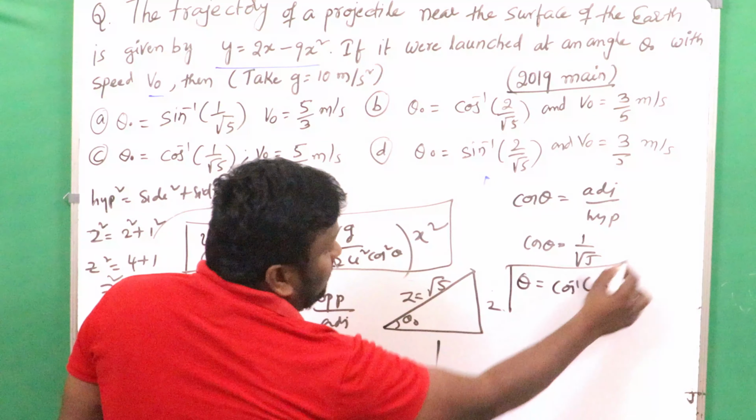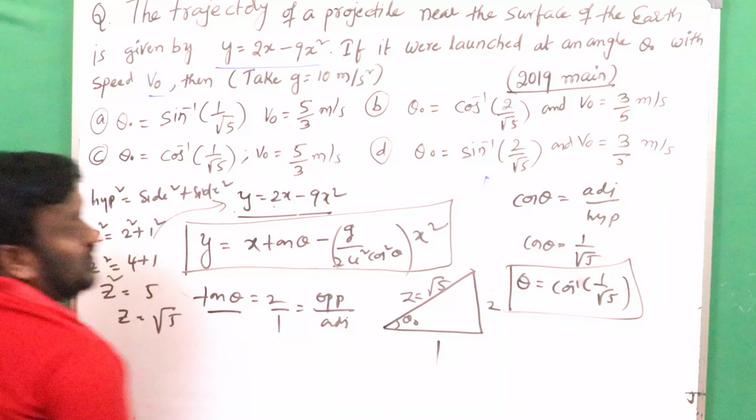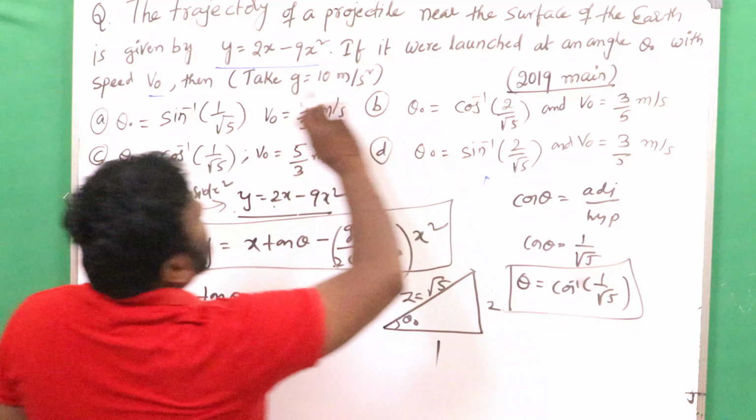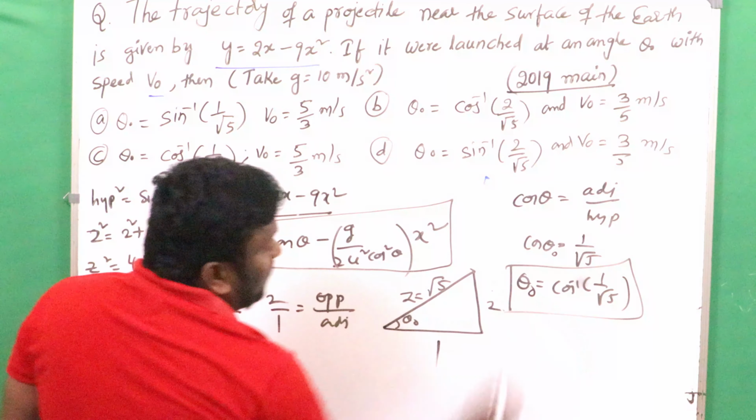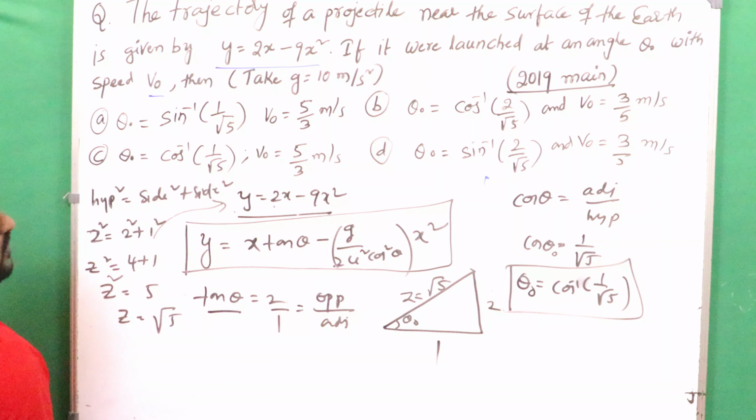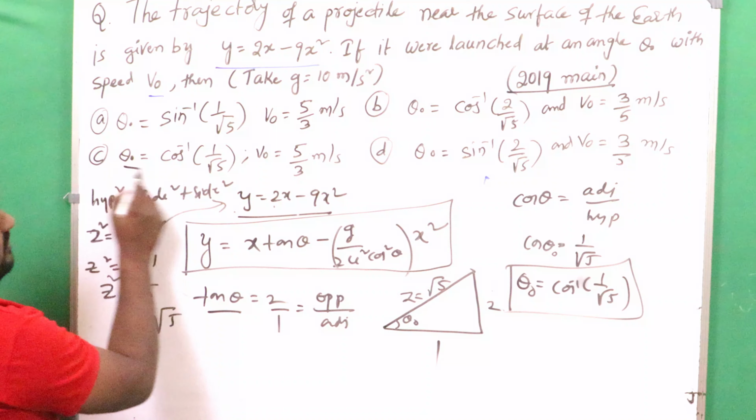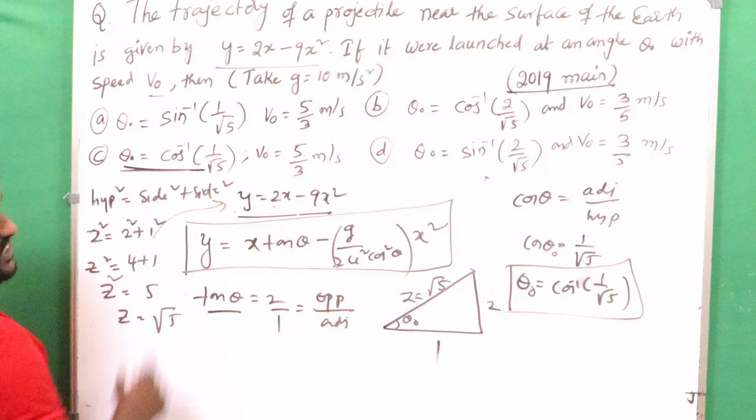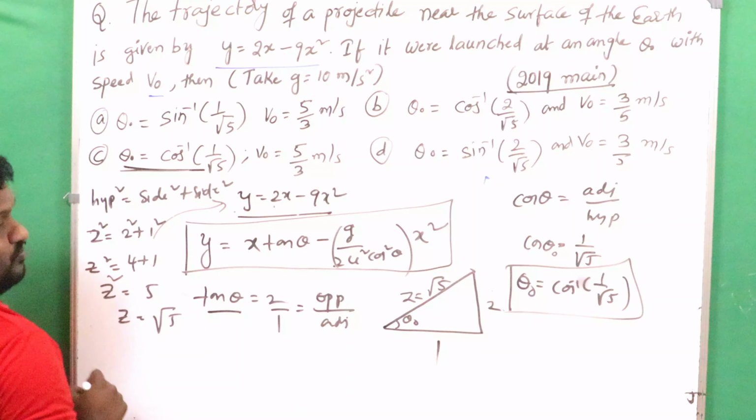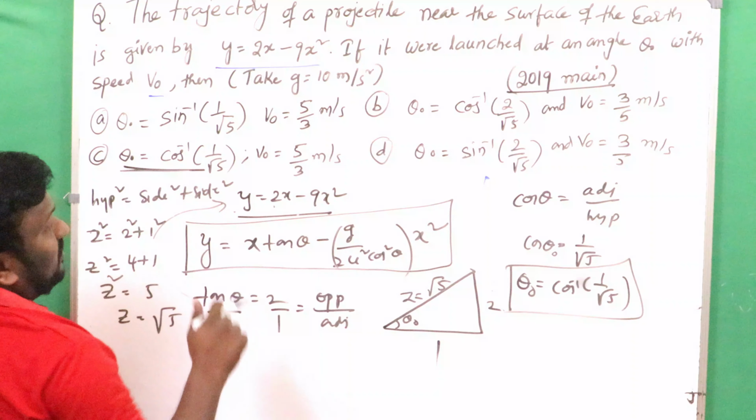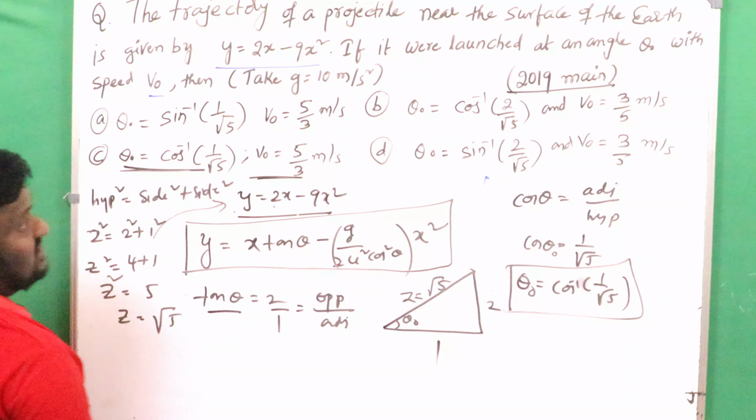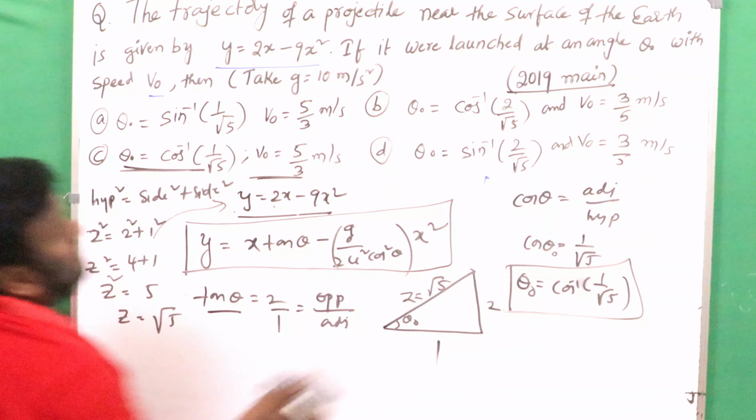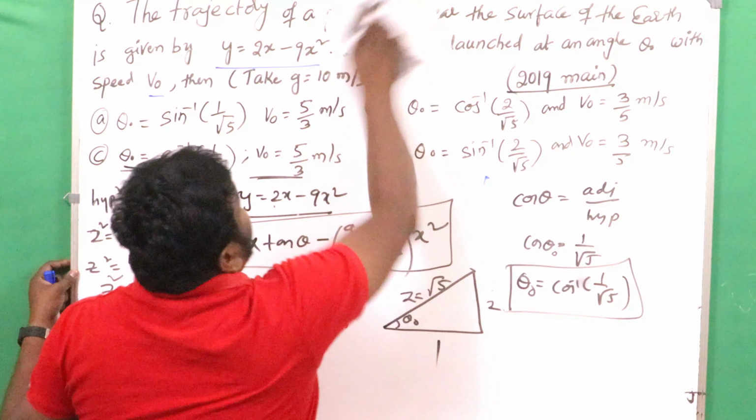So this is the angle theta naught. What was given, theta is equal to theta naught, that's why this is theta naught. Theta is cos inverse of 1 by root 5. So now we have cos inverse 1 by root 5. Theta is equal to cos inverse of 1 by root 5. Next thing, we have to find this value V naught. V naught means initial velocity. For that, here we have to take some space.